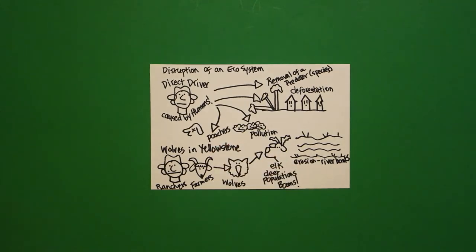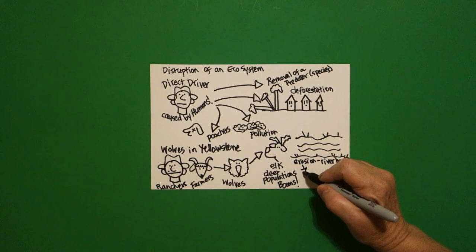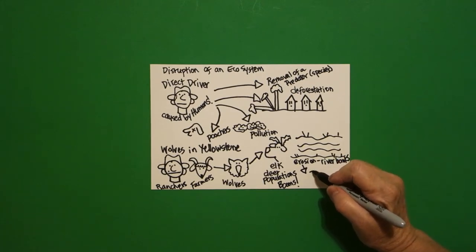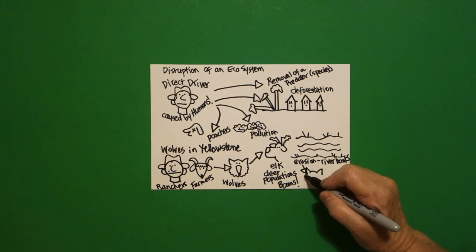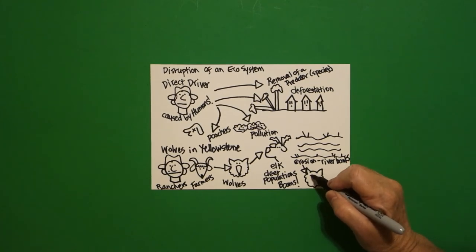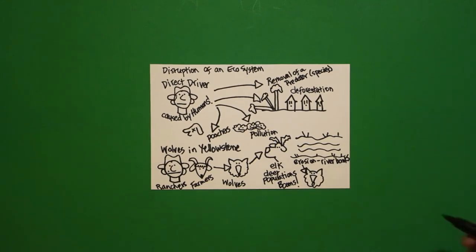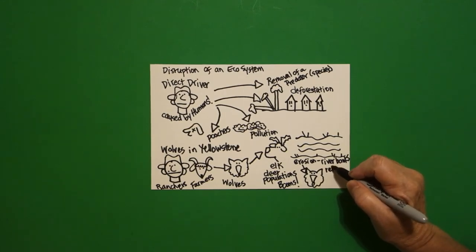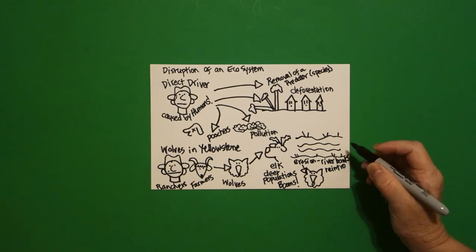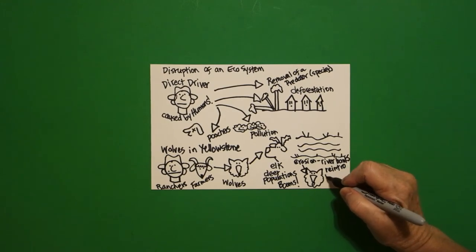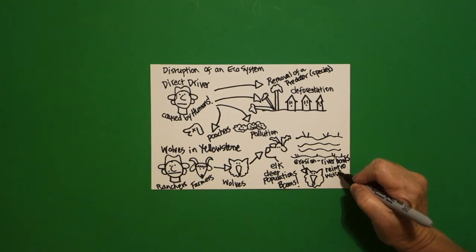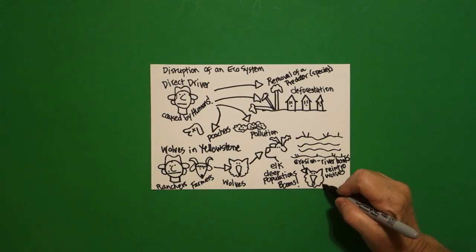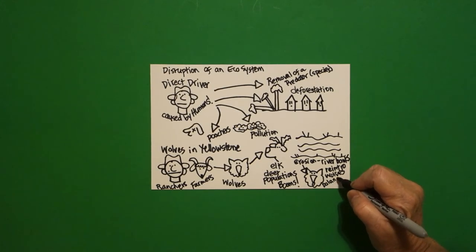So what did they have to do? Because they knew they goofed up, they had to curve line, straight line, straight line, curve line, straight line, wavy, wavy, curve line, dot, dot. They had to reintroduce, I'm just going to put reintro, the wolves in order to balance the ecosystem.